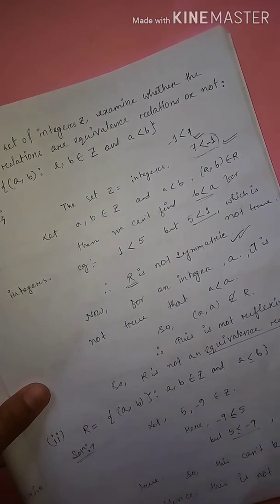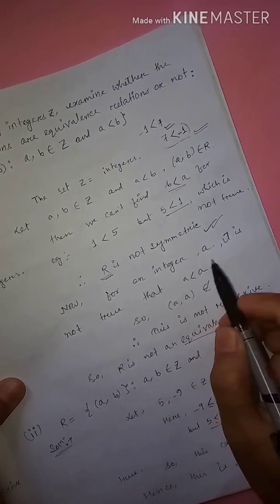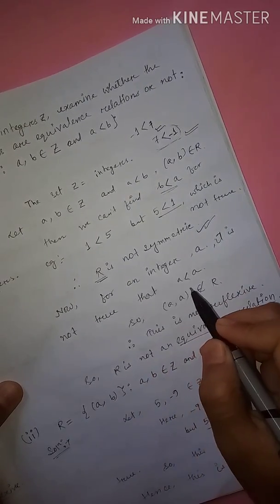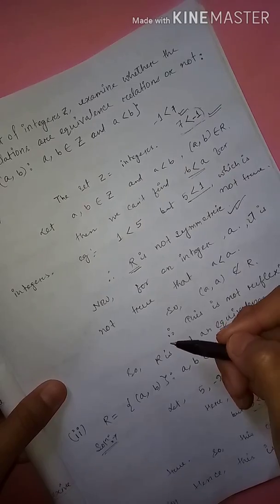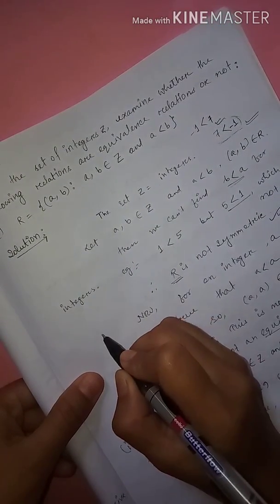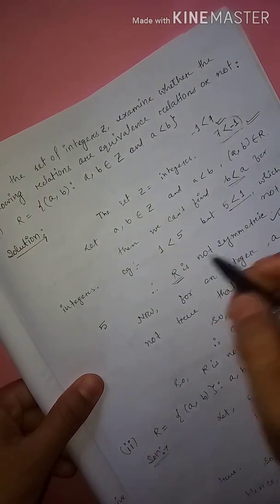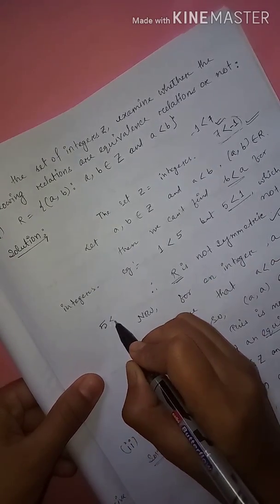Here I show how it is not reflexive. Suppose we have an integer a. It is not true that a less than a. This is not true, right? Because if I say there is an integer, suppose 5, can we write 5 is less than 5?